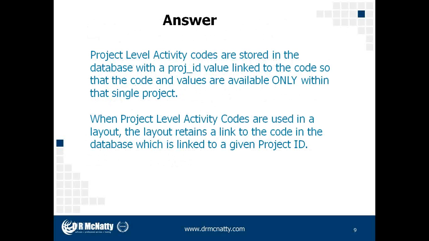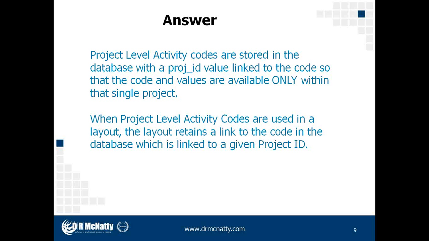So the short answer to this, to cut right to the chase, is that project level activity codes, when they are stored in P6, are stored with the corresponding project ID value linked to the code, so that activity code is only visible and available for that project.